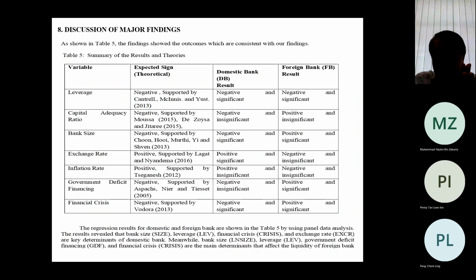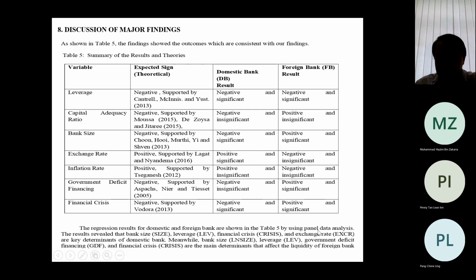And the discussion of the finding here, you can see mostly they are quite close up. That means you talk about expected sign and also your domestic bank and foreign bank. Therefore, you can see negative. These are all the results that can prove that here. The regression model, domestic and foreign bank are shown in table 5, this particular one.